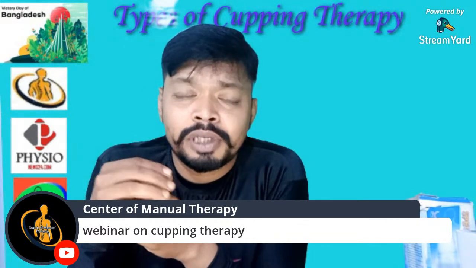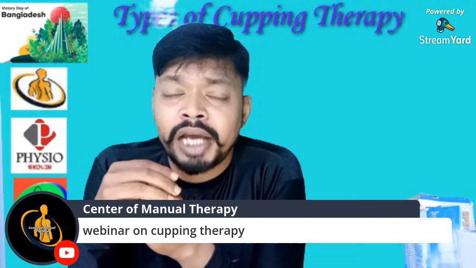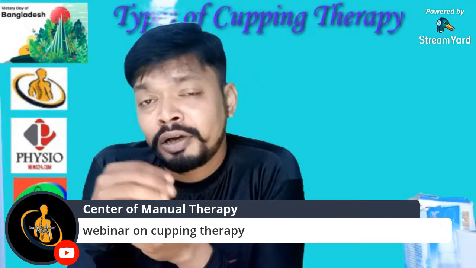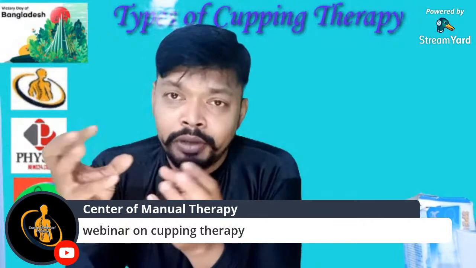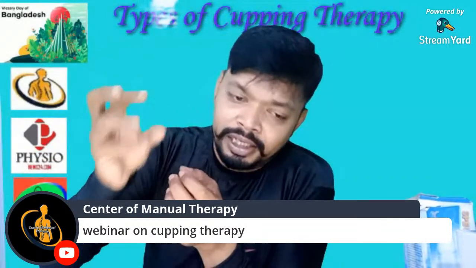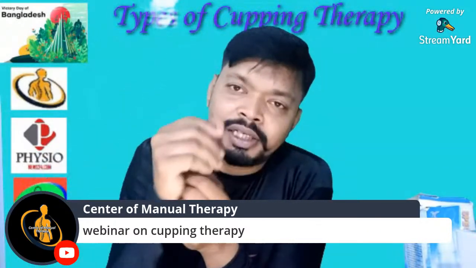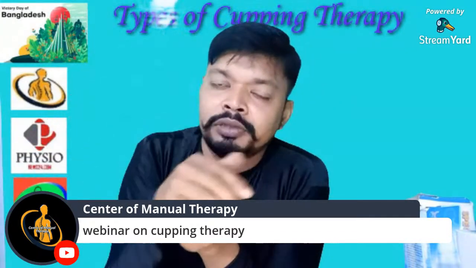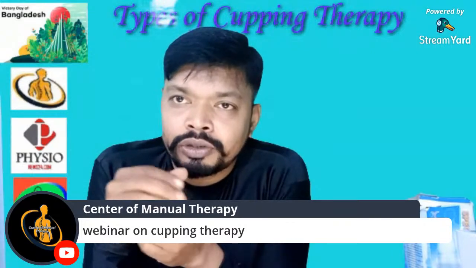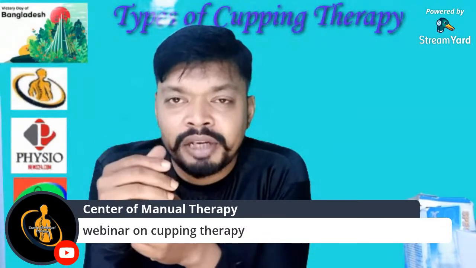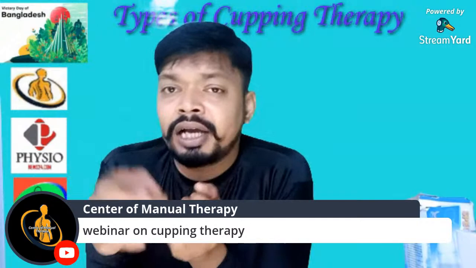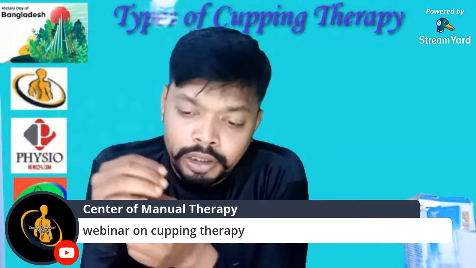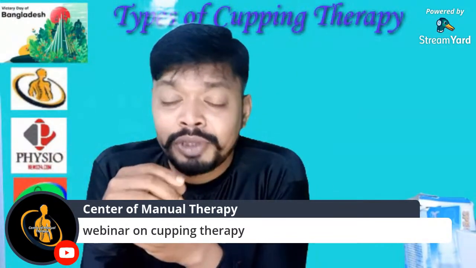And then we are physios, and we use it in hydrotherapy. Inside the hydrotherapy pool, you can put the cup on your body and then submerge your body inside the water. Then you get a double benefit, like the cup will suck and the buoyancy will pull it out. So double benefit, that's called aquatherapy.